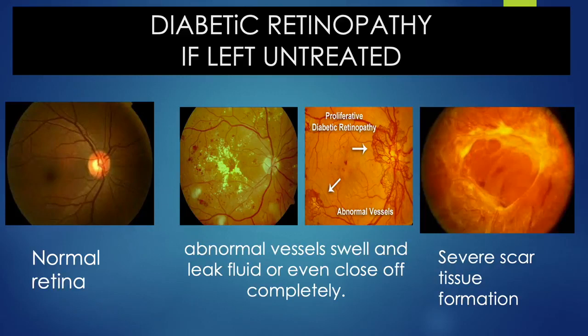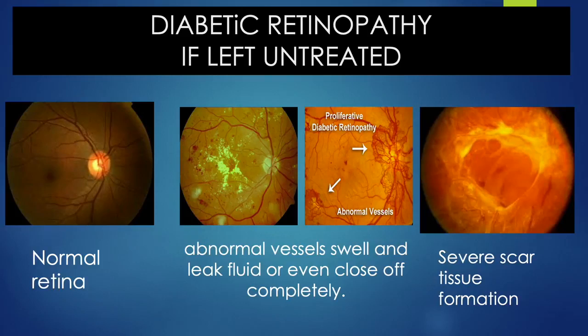Now, what will happen if we don't screen diabetic eyes and leave it untreated? The eye will end up with severe scarring formation and completely blind eye. Nowadays, we are seeing this more commonly in younger patients. These changes can be prevented with early detection and early treatment.